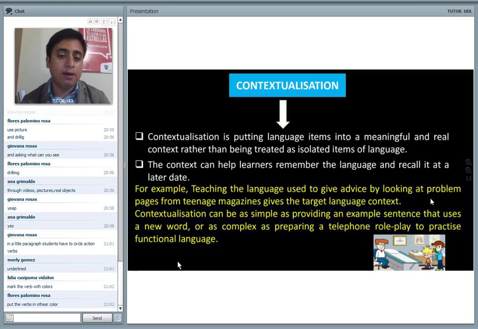Another one, maybe if you want to talk about teenagers' problems in Europe, so instead of using this kind of information, you can use Peruvian teenagers' problems. It's more meaningful, you know, because it's part of us. That's contextualization. All right?